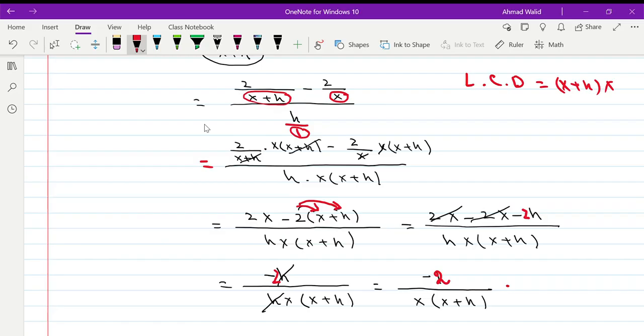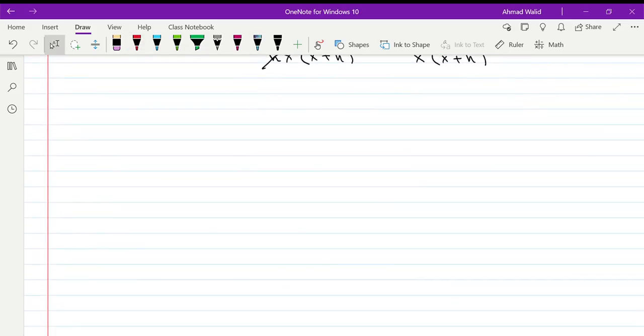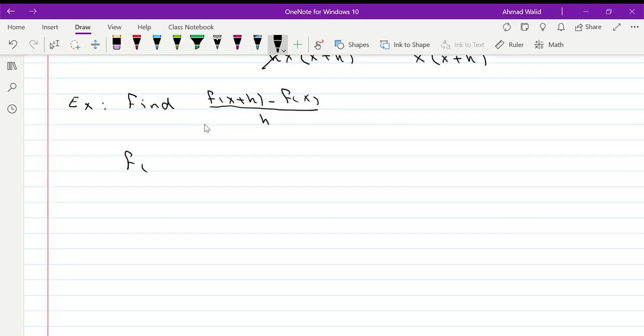Correct? I will do one more example for you. Then I'll stop the lecture and we are done with section 3.3. I will do one more. Example, find the difference quotient. It means find f of x plus h minus f of x over h for the given function f of x equals, let's choose a quadratic maybe, x squared plus 5x plus 6.